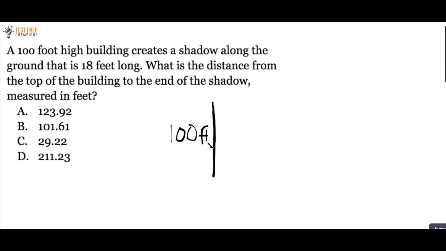Okay, and we know that this building is going to create a shadow along the ground that's 18 feet long. So let's say that this is kind of like our shadow, or the length of the shadow along the ground, which we know is 18 feet. And what we're asked to find is the distance from the top of the building, so let's say right here is the top of the building, to the end of the shadow. So let's say the shadow ends here. So from the top of the building to the end of the shadow, we can draw a line.